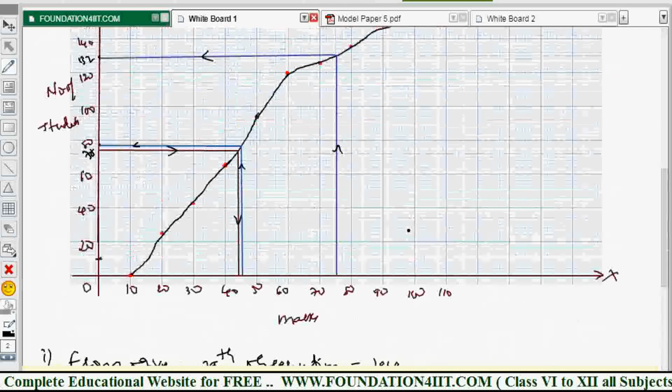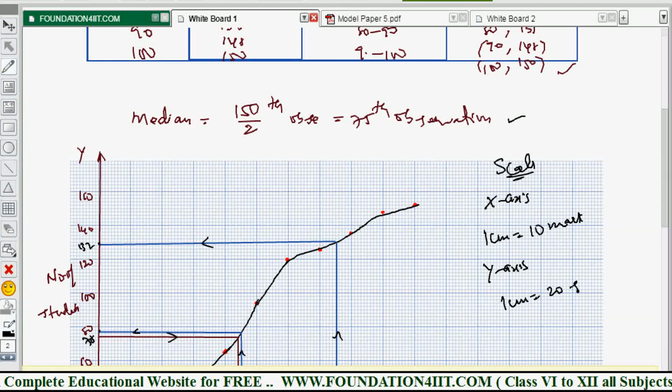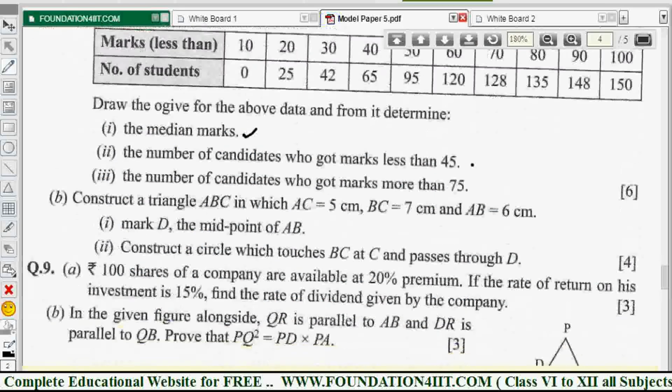We need to draw the graph clearly first, and you can write the scale from this graph. If you observe the scale, on the x-axis 1 centimeter is 10 marks, 10 units, but on the y-axis 1 centimeter is 20 students, 20 candidates. So this is the scale. This is about the first question. Now let us see the next one.